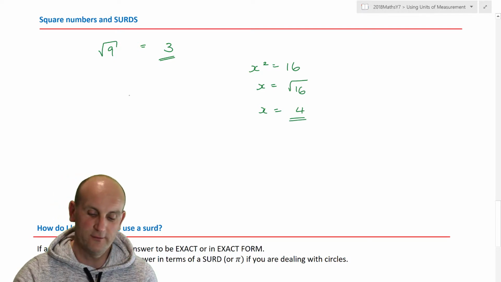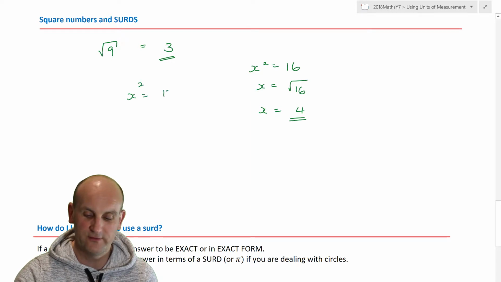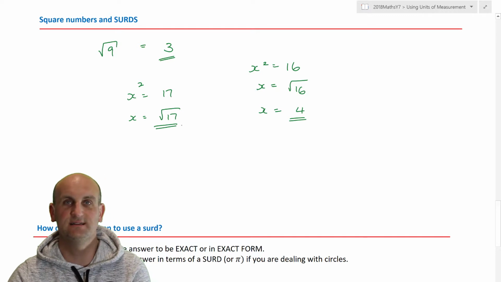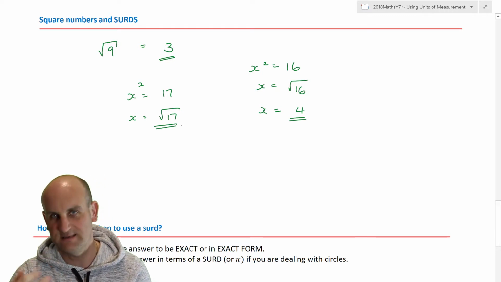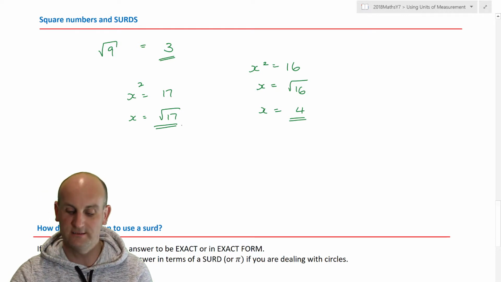If, however, I got that x squared was equal to 17, and I wrote the square root of 17, well, because I know that 17 isn't a square number, then it's perfectly acceptable to leave it as root 17.